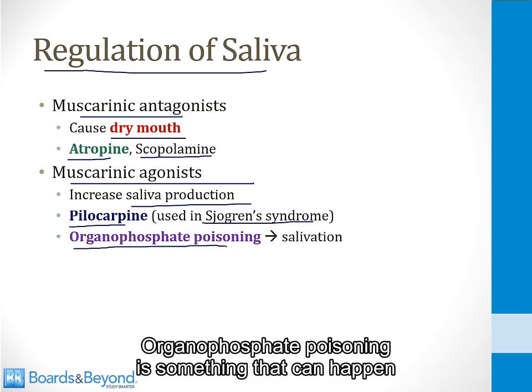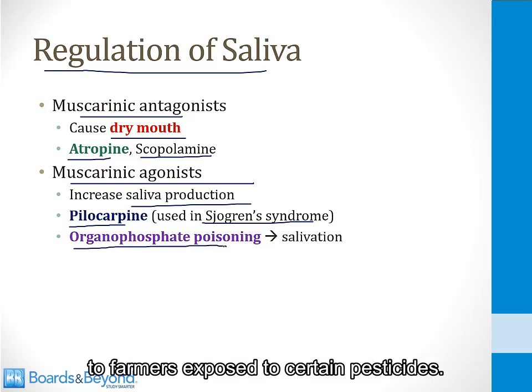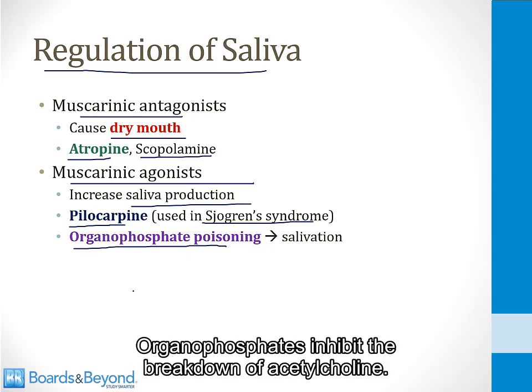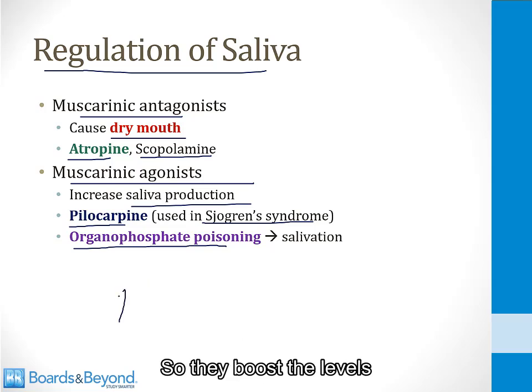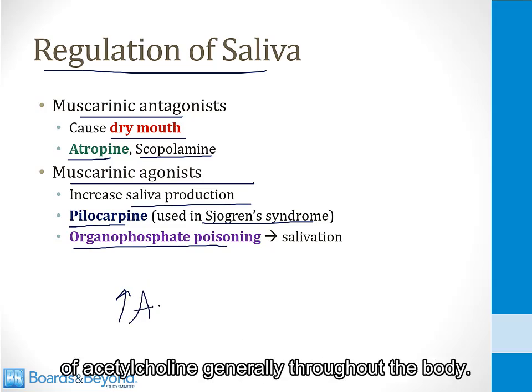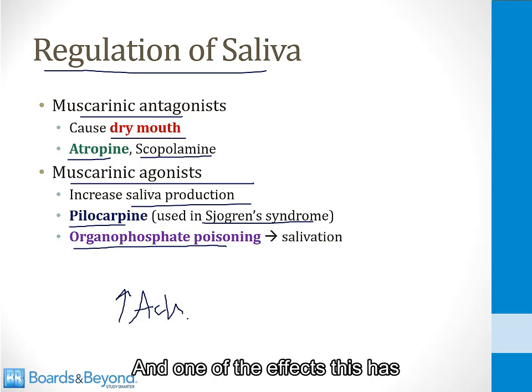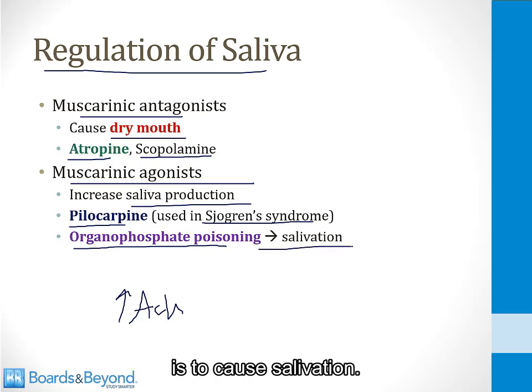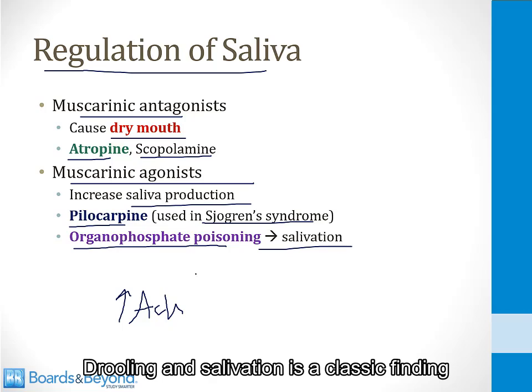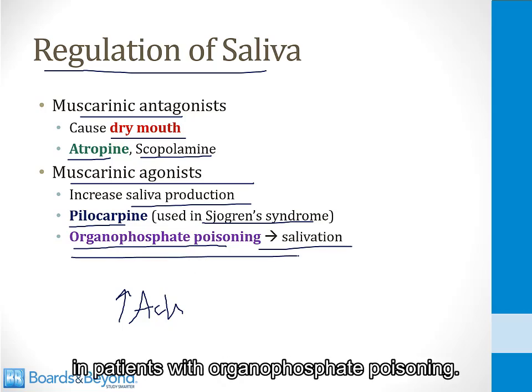Organophosphate poisoning is something that can happen to farmers exposed to certain pesticides. Organophosphates inhibit the breakdown of acetylcholine, so they boost the levels of acetylcholine generally throughout the body, and one of the effects this has is to cause salivation. Drooling and salivation is a classic finding in patients with organophosphate poisoning.